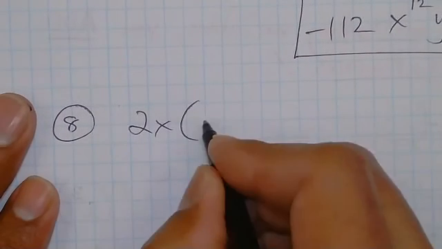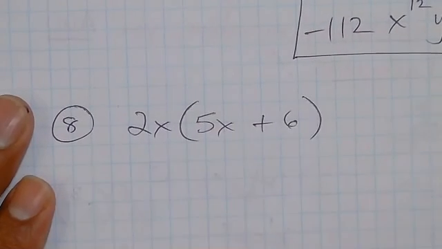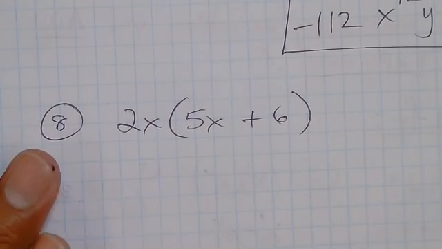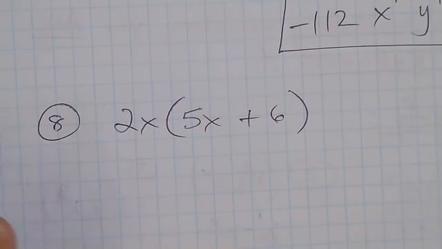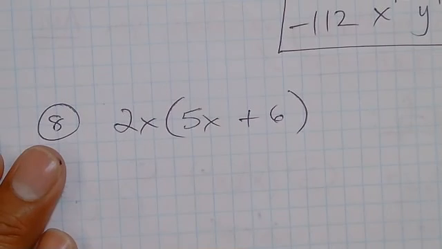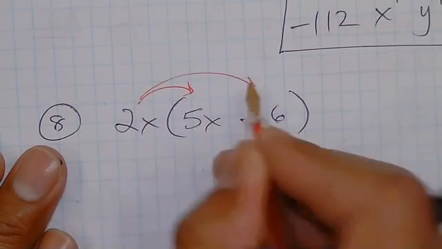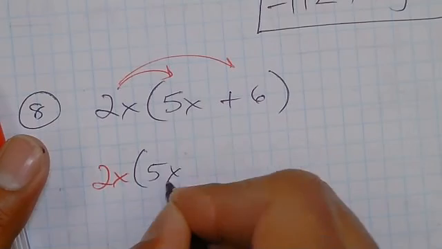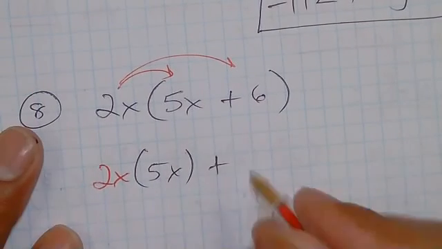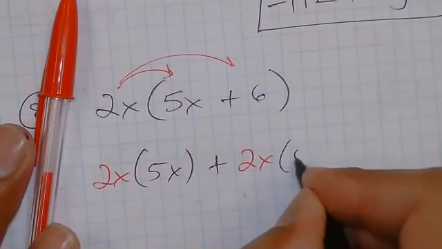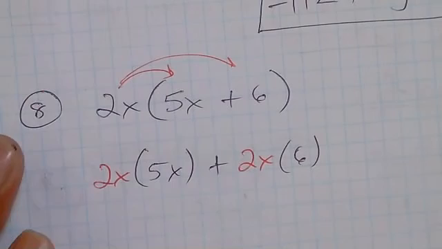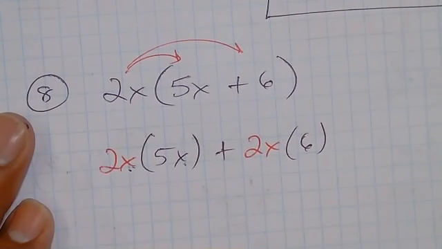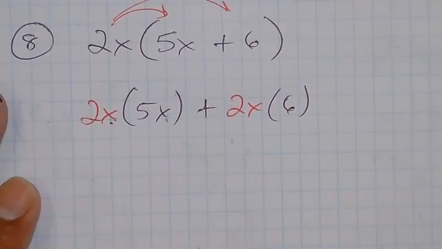Oh, this is where we did it. Okay, I remember now. This is when you guys were using this. Remember this? That's why we had to learn them. Remember that? When you had to distribute? Isn't this the distributive property? Yeah. This 2 has to go to what? Both of them. 2x times 5x plus 2x times what? 6. Yeah? Remember that?